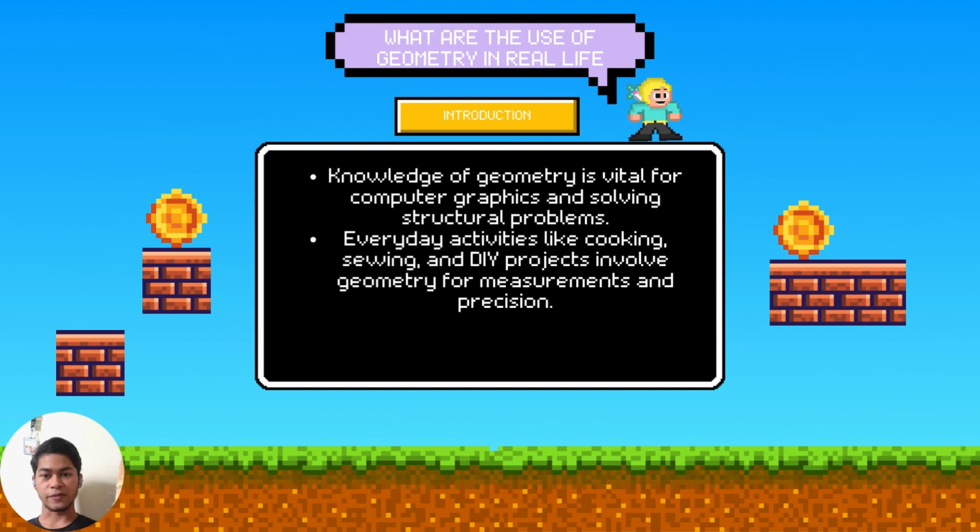What are the uses of geometry in real life? For instance, knowledge of geometry is vital for computer graphics and solving structural problems. Everyday activities like cooking, sewing, and DIY projects involve geometry for measurement and precision.